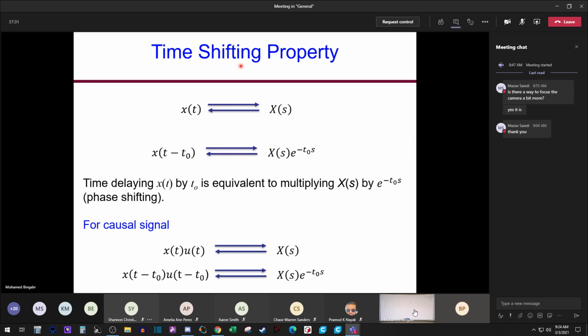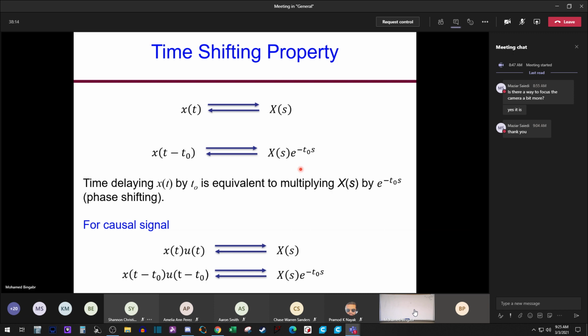Now, time shifting property: if you have a signal in the time domain x of t, and that has the Laplace transform x of s, what happens if you shift the signal? That means you delay it by t0. T0 could be 5 milliseconds, 10 milliseconds. How is this going to affect the spectrum, the frequency, or the Laplace domain of x of t? You will get exactly the same x of s, same spectrum, except now you're going to have a phase shift. And that phase shift is by minus t0. So a delay in the time domain is a phase shift in the frequency domain.